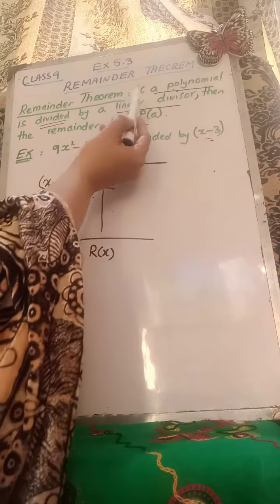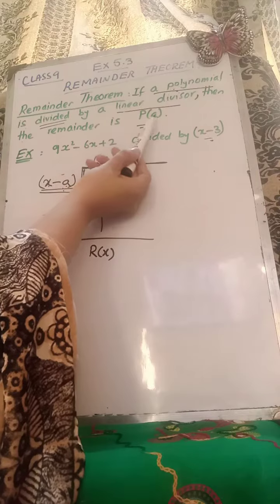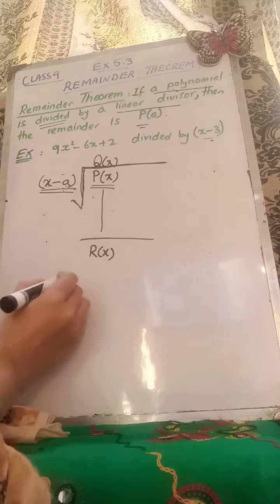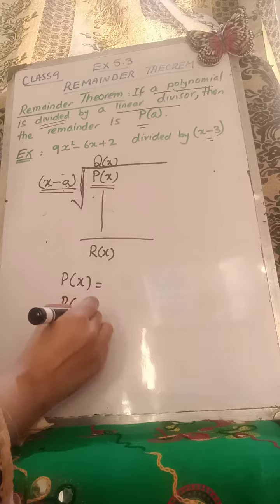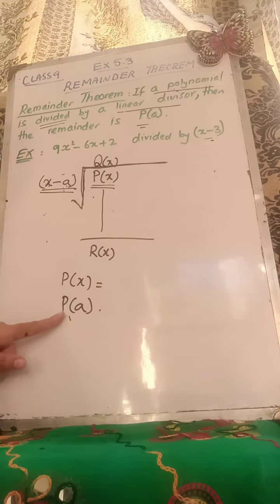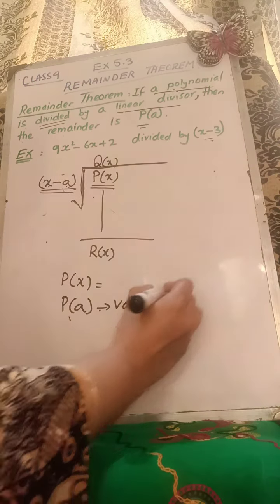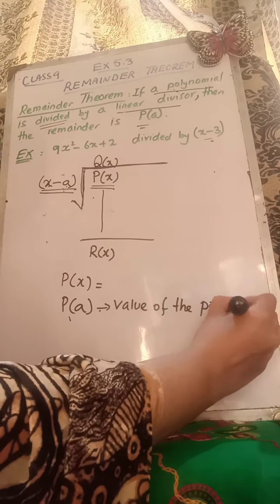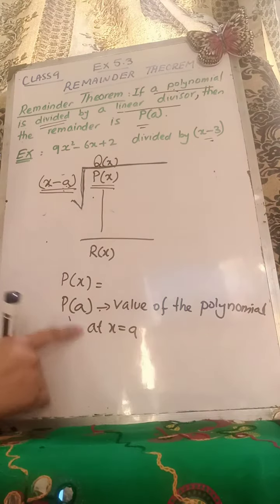Now what does it tell us? If a polynomial is divided by a linear divisor, then the remainder is p of a. What is p of a? P of a is the number that is obtained when in this polynomial we replace x by a. Okay, this is called p of a, or the value of the polynomial at x is equal to a.